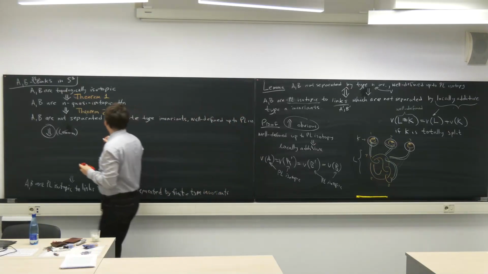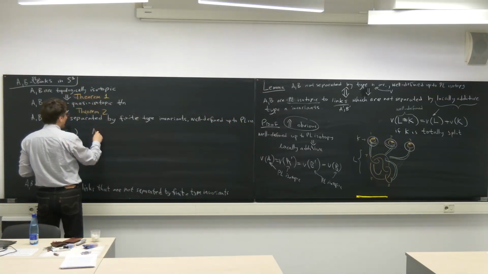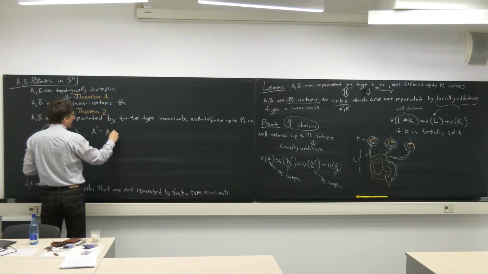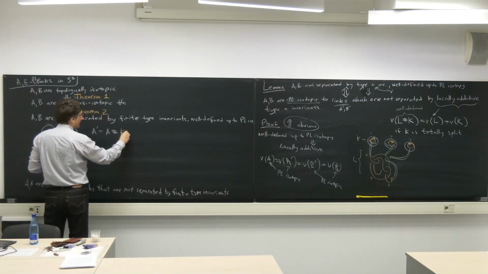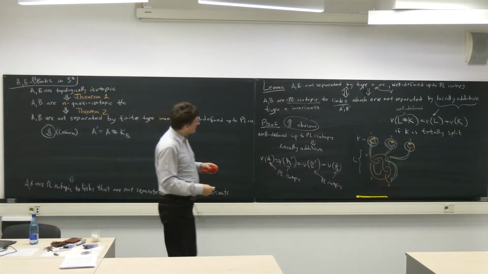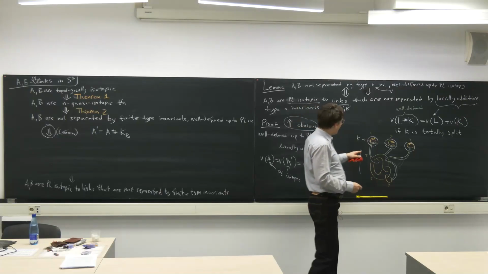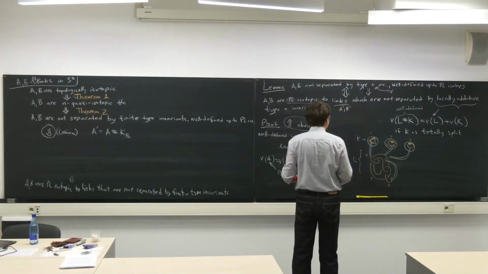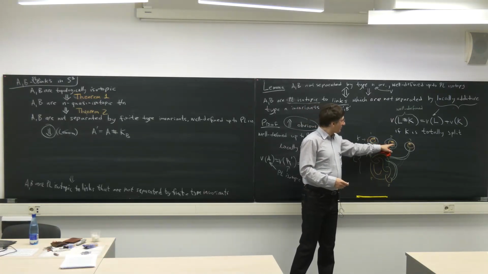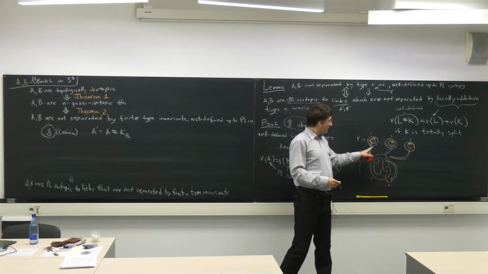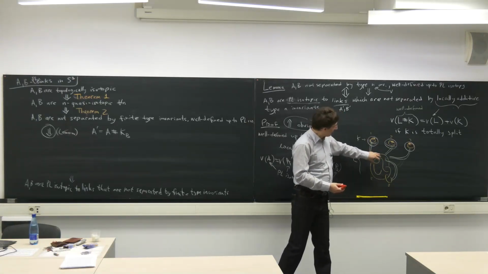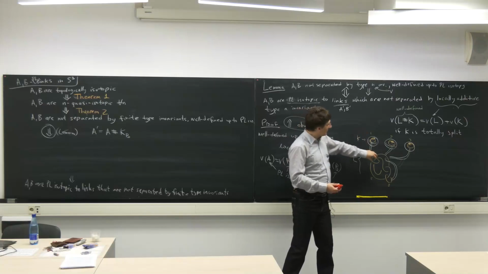So let me define A prime as follows. This will be the connected sum of A and KB. What is KB? KB will be the totally split link which consists of those nodes that we have in our link L. So I just take all components of L and put them separately into small balls.